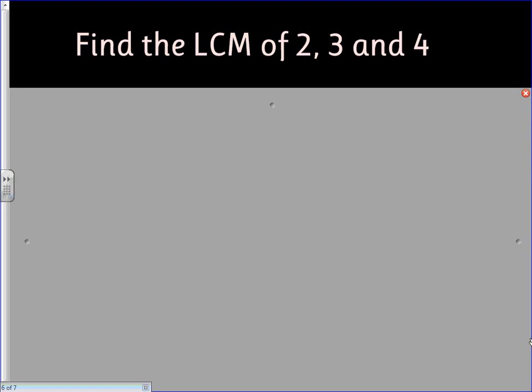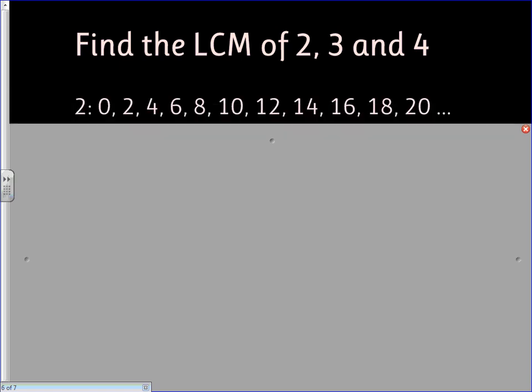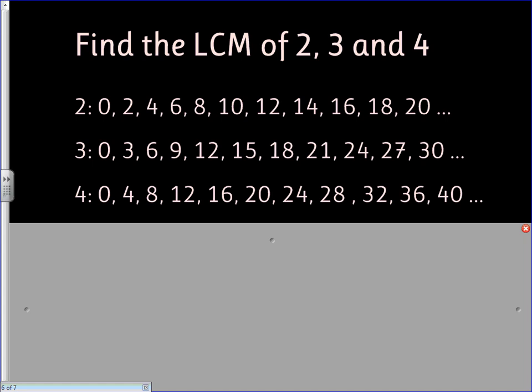We can also find the lowest common multiple of 3-digit numbers. Here we have the list that we had at the beginning of the multiples of 2, 3, and 4. If we look through the list, we can see that each number on here again has 0 as a common multiple. And then the next common one that is on all 3 lists is 12. Even though 4 is on 2 lists, the multiples of 2 and the multiples of 4, it's not a multiple of 3, so it is not the LCM.